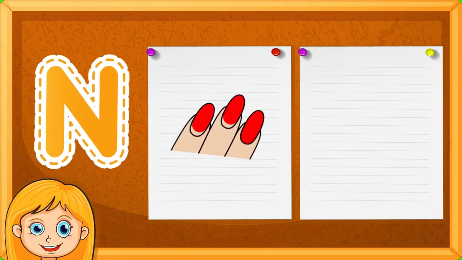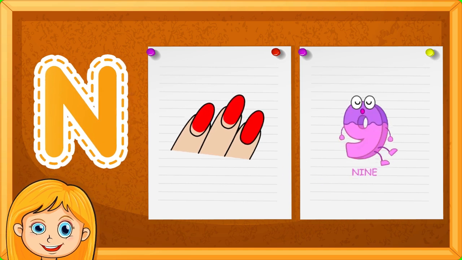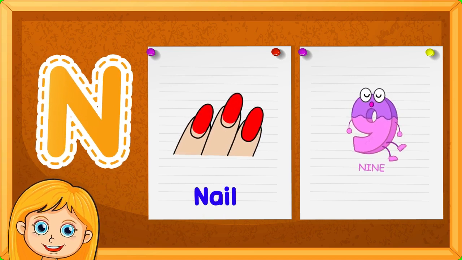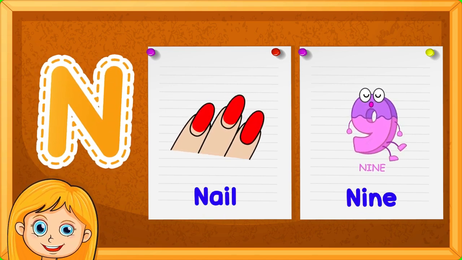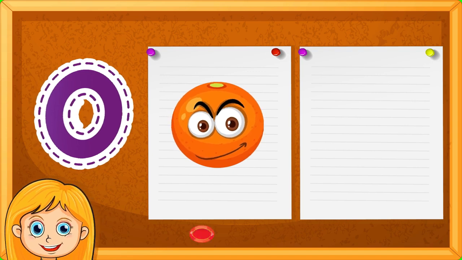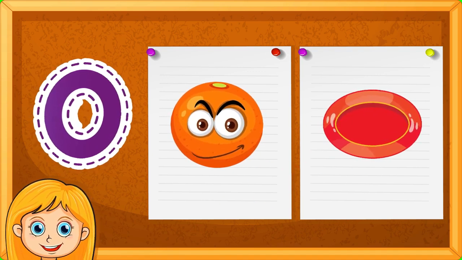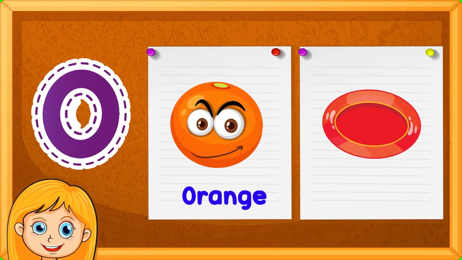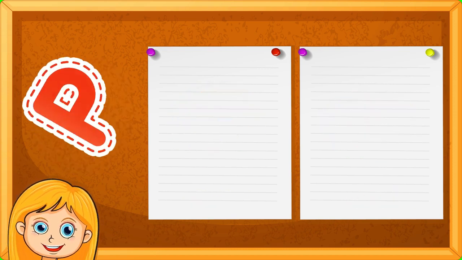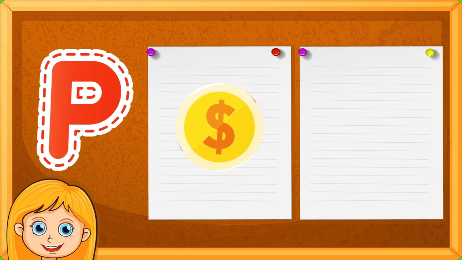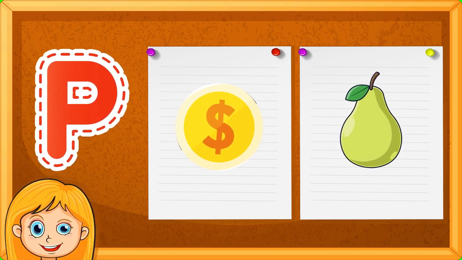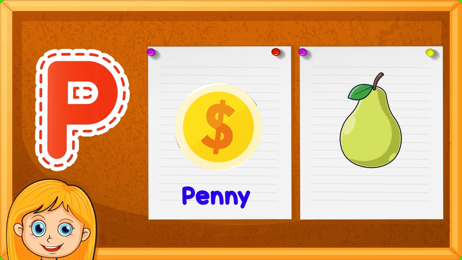N is for nail. N is for nine. O is for orange. O is for oval. P is for penny. P is for pear.